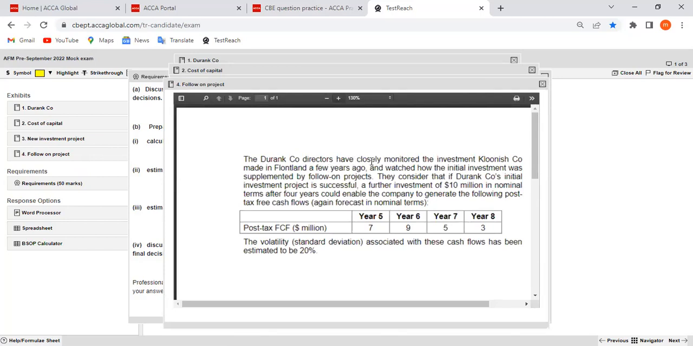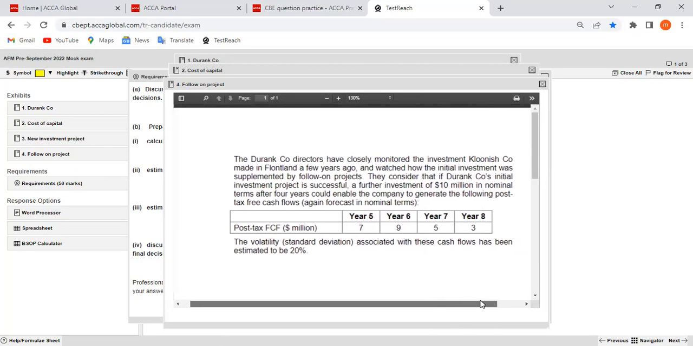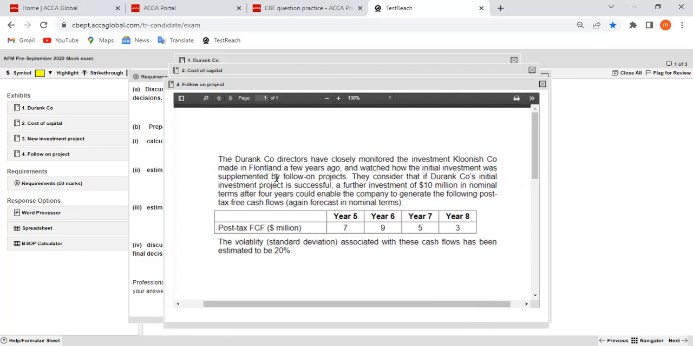Now, the DURUNK directors have closely monitored the new investment Kanosh company, the competitor, made in F a few years ago, and watched how the initial investment was supplemented by the follow-on projects. They consider that if D company's initial investment project is successful, a further investment of 10 million in nominal terms after 4 years could enable the company to generate the following post-tax cash flows, again forecast in nominal terms.